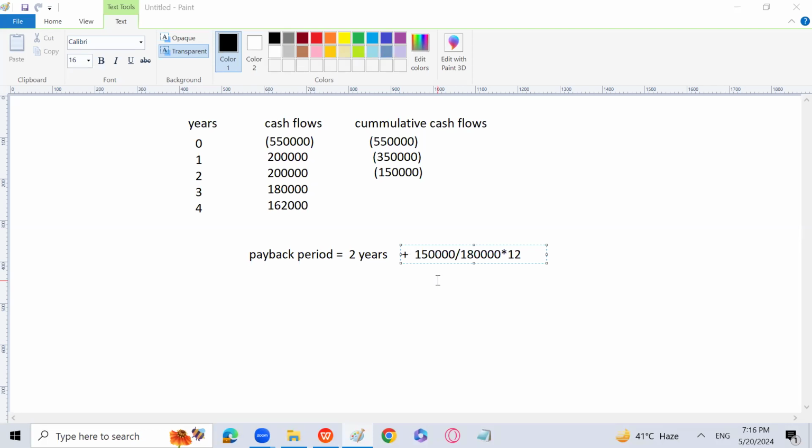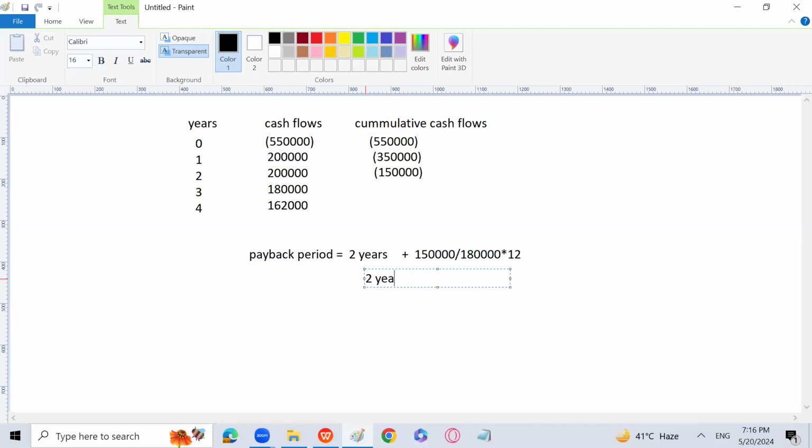You have given the answer in days, it doesn't matter at all. But generally, we give the answer in months. Sir, how come you have stopped calculating it? Because now the remaining negative cash flow is 1,50,000, which we need to cover, and we are getting 1,80,000 in the third year. So 150,000 will be covered sometime during the third year. So then we have to calculate.